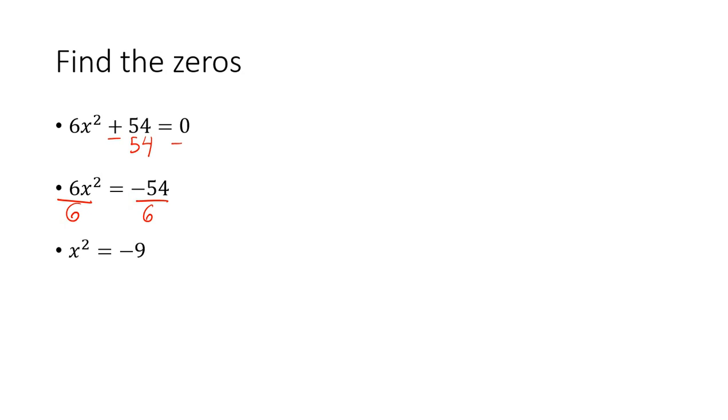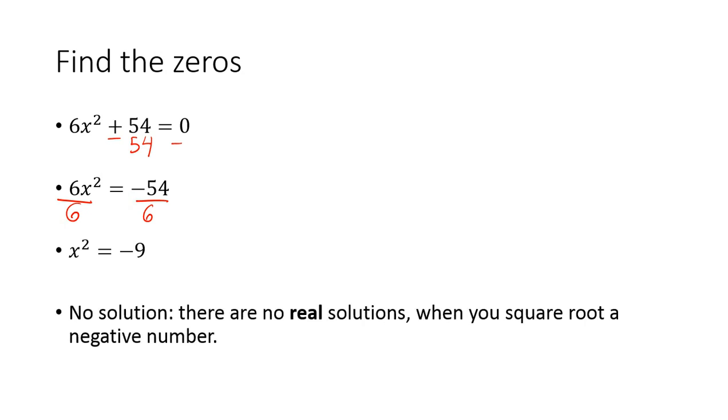If you typed it into your calculator, you would notice that it says something like no real solutions. That's because you can't take the square root of a negative number. You can't take the square root of negative 9, negative 4, negative 1, or any negative number. Because remember, a square root is when you take a single number and multiply it by itself to get another number.